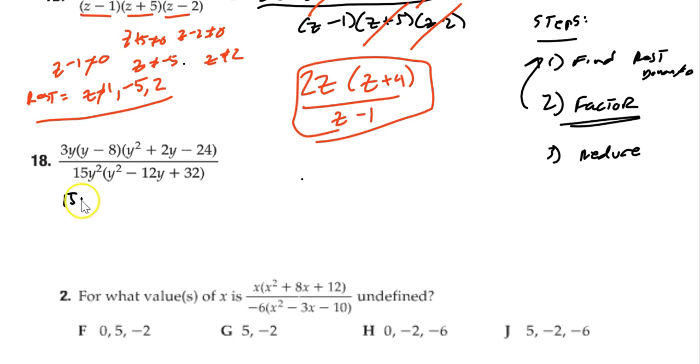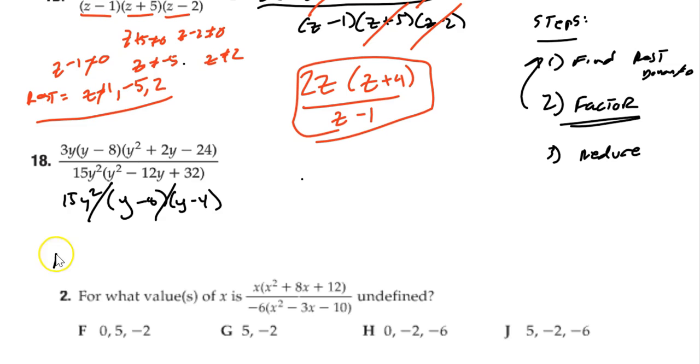So I have 15y squared. That's already good. Here I've got to think of two things that multiply to get 32 but add to get -12. It seems like 8 and 4. So (y - 8)(y - 4). Remember, they're both negative because that's a positive. The only way you get a positive at the end is if they're the same sign, and the middle one's negative. So I factored the bottom.